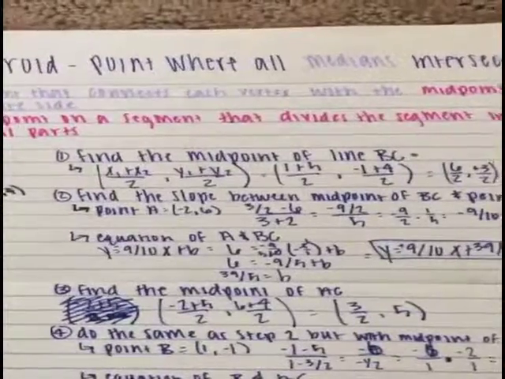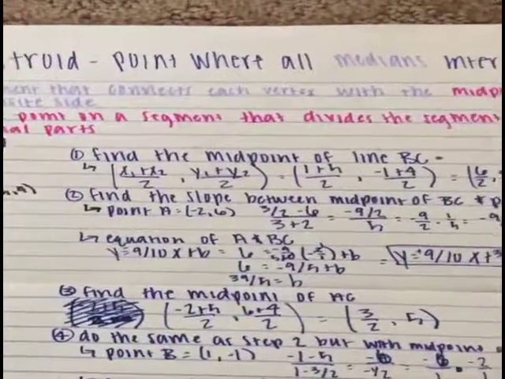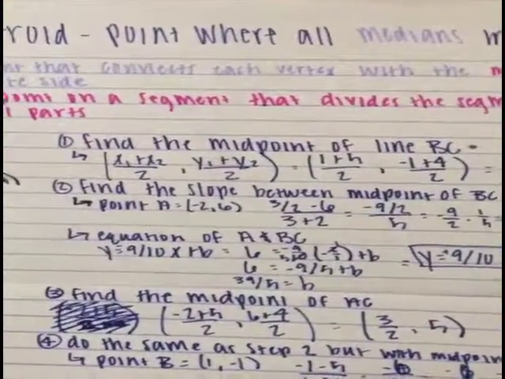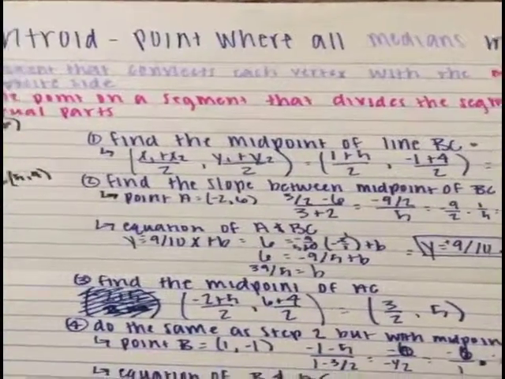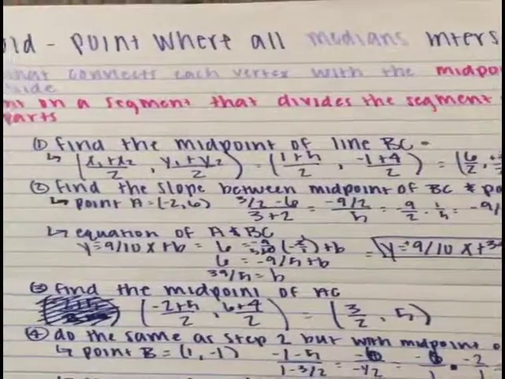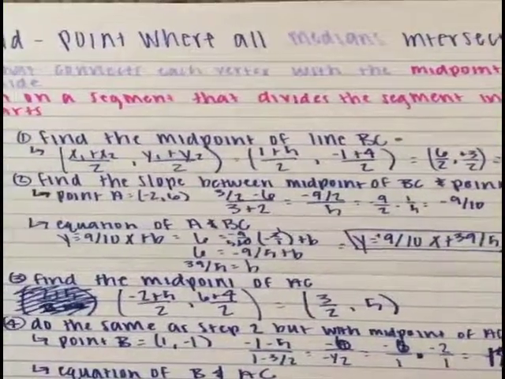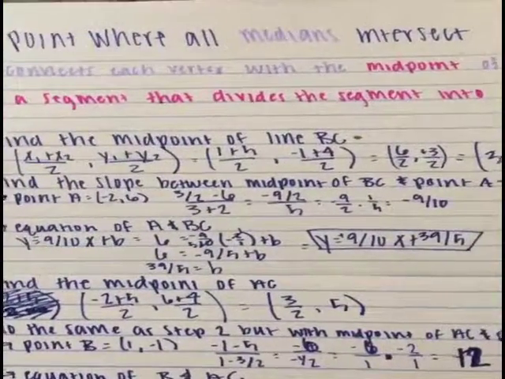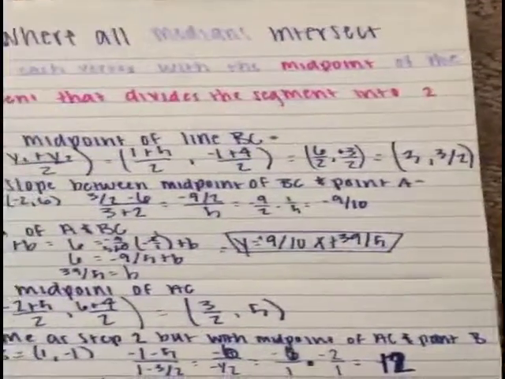So to do that, you plug into the equation x1 plus x2 over 2, comma, y1 plus y2 over 2. So then you do 1 plus 5 over 2, comma, negative 1 plus 4 over 2, and then you get 3 and 3/2.